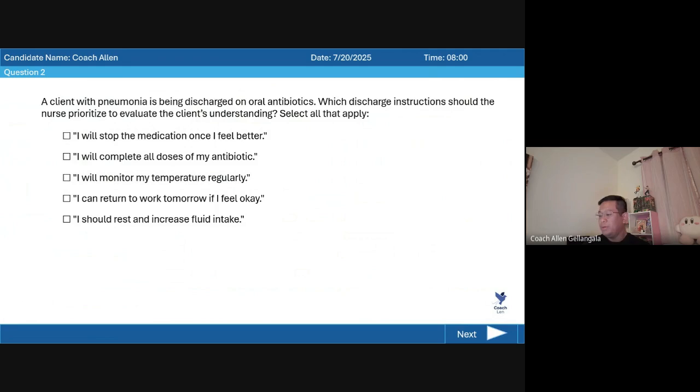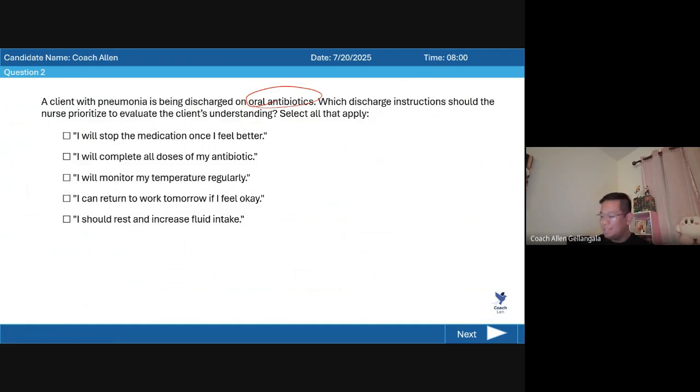So let's apply it with number two. You now have a client with pneumonia that is being discharged on oral antibiotics. So it could be cefuroxime, it could be ampicillin, or either way. Now, the biggest mistake that most nurses taking NCLEX will make with this one is, oh, it's an antibiotic, what type of antibiotic? Of course, no, you don't need to think about it. The question is like that.